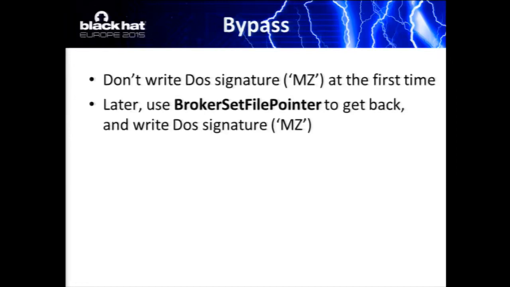First, we write the file data without the DOS signature. We just put a 0 in the location, and then we can call another function called BrokerSetFilePointer, which is the same as the SetFilePointer function in the Windows API. So we can set the file pointer back to the beginning of the file, and this time we just write the DOS header, the 2-byte DOS signature, and then we have a completed PE file and bypass its defense.